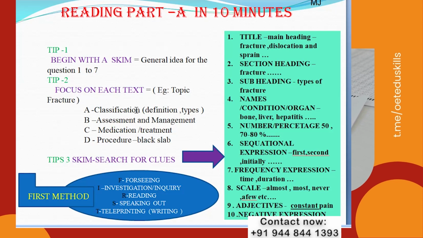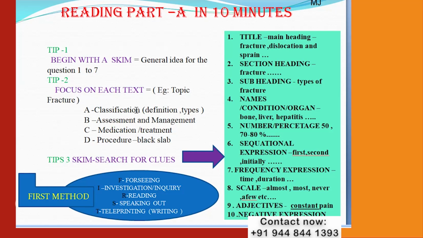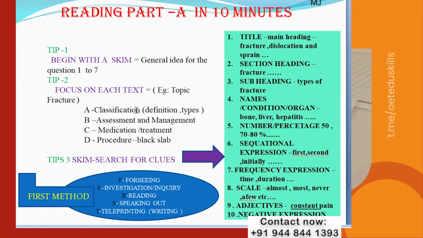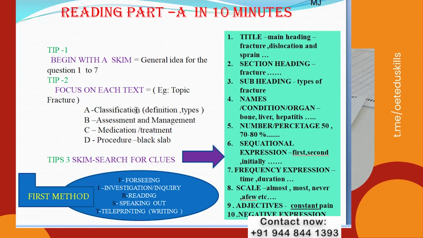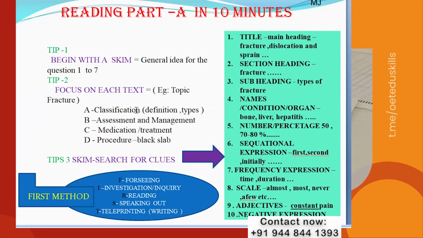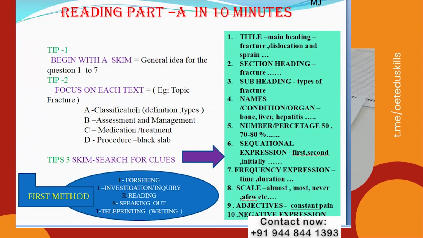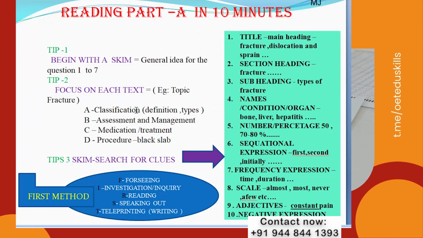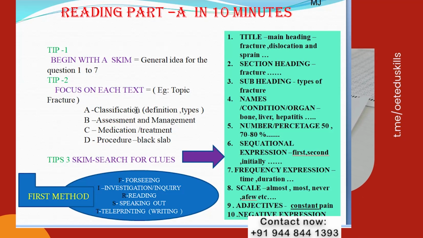Then the section heading. If there is no heading, sometimes we can't find the section heading, it's okay, leave it. Then the other one is the subheading, which may be types or a classification. Okay, then next we have to find some names, conditions, organ names, abbreviations. Why do we have to focus? Because some of the answers will be organs or conditions.